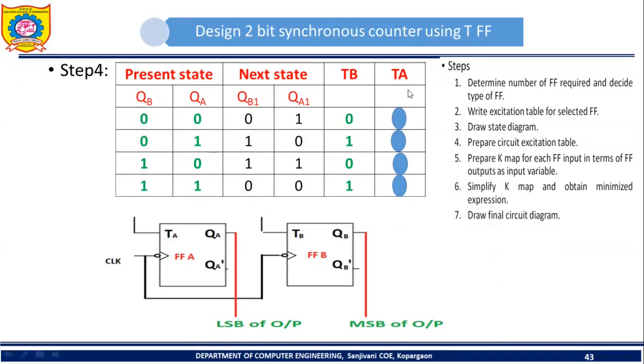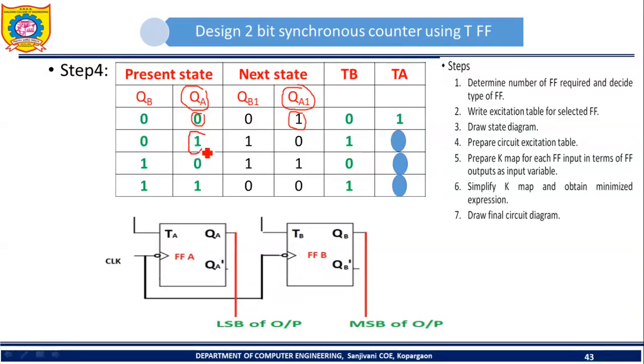Now let's try to make entries for TA. In order to make entries for TA, you are supposed to focus on these two columns, QA and QA1. What is QA? It is the present state of flip-flop A. What is QA1? It is the next state of flip-flop A. So here the present state of flip-flop A is 0. What is the next state of flip-flop A that we want? 1. So we want to convert 0 into 1, that is, we want toggle operation. So what should be TA? What is the input that I should apply to flip-flop A? Yes, it should be 1.